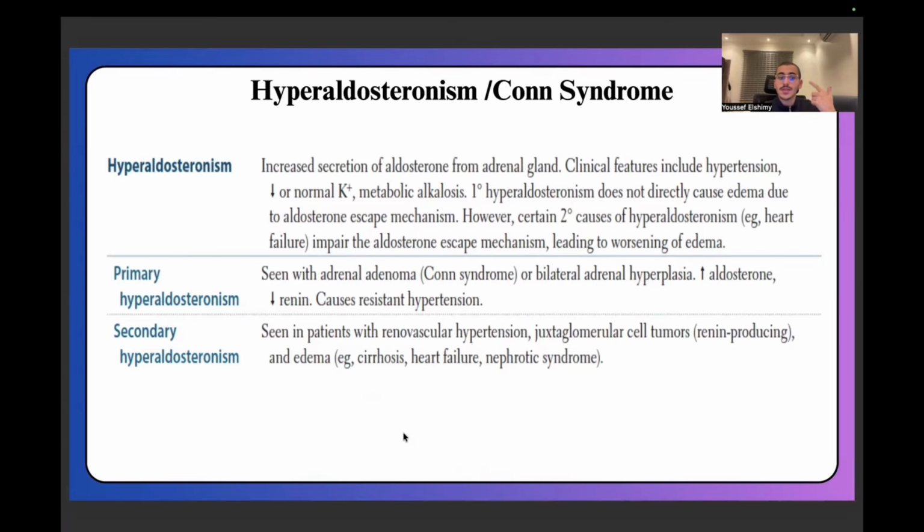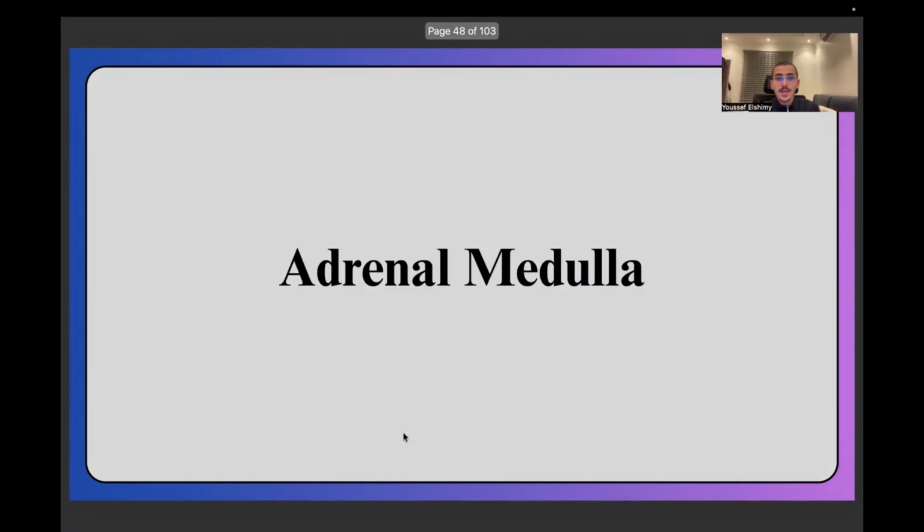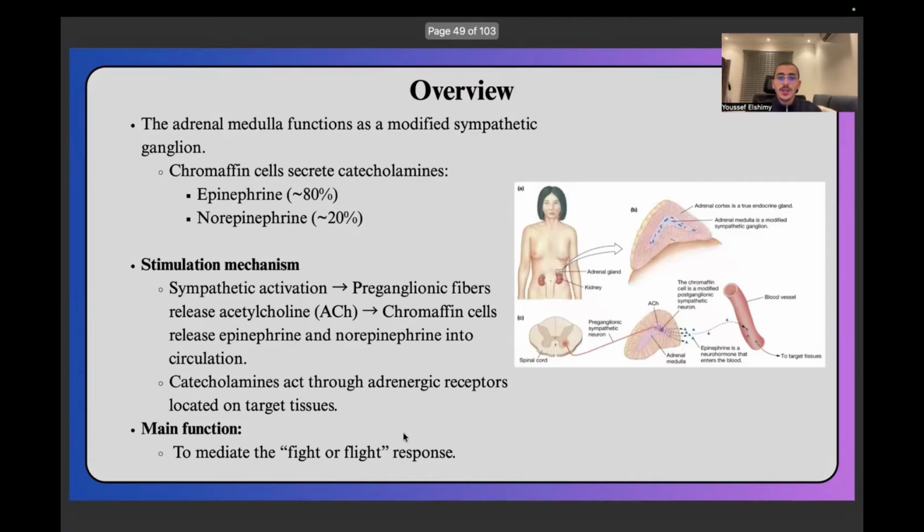This would keep acting on the adrenal gland to produce aldosterone. Okay. Now moving on to the adrenal medulla. Adrenal medulla is basically, as we mentioned, a modified sympathetic ganglion. So it's related to the sympathetic system, fight or flight response. It is made up of chromaffin cells that secrete catecholamines, mainly epinephrine, 80%, and norepinephrine, 20%.